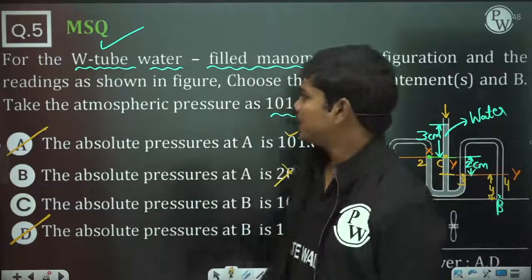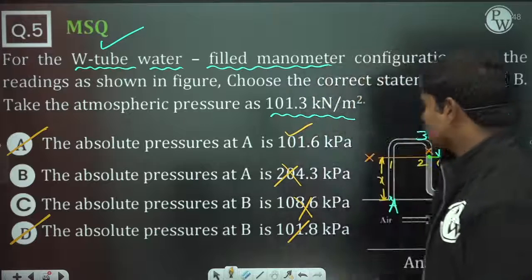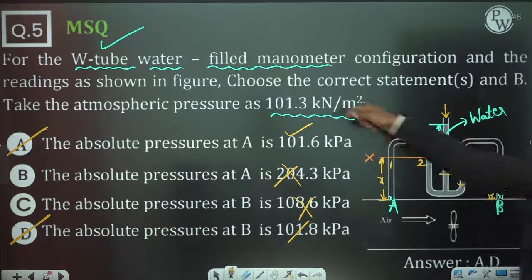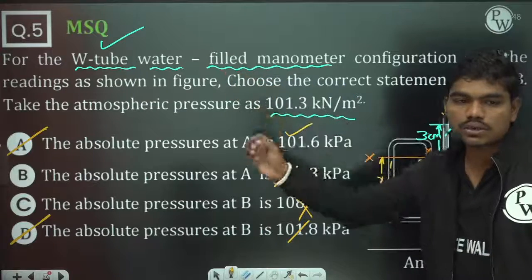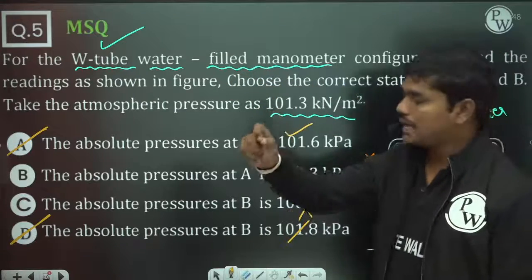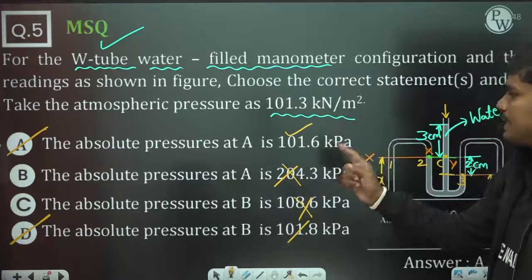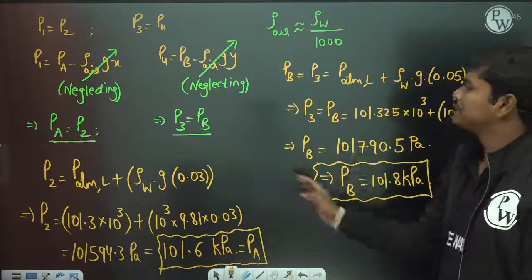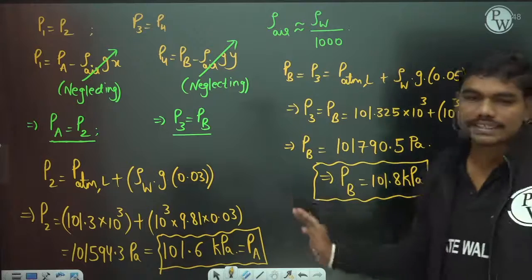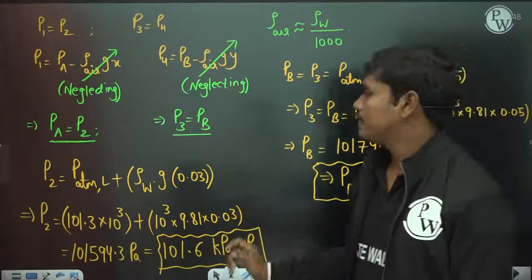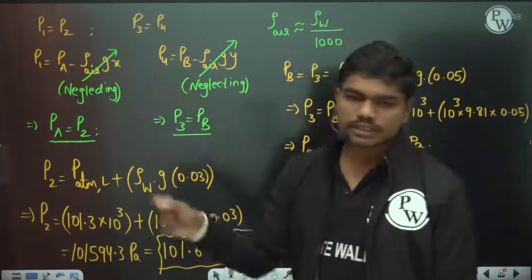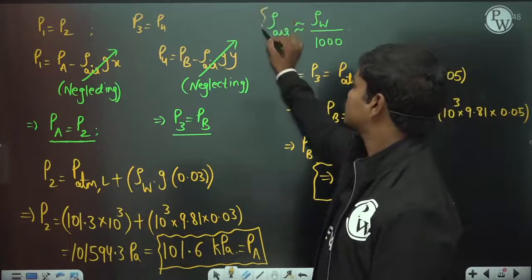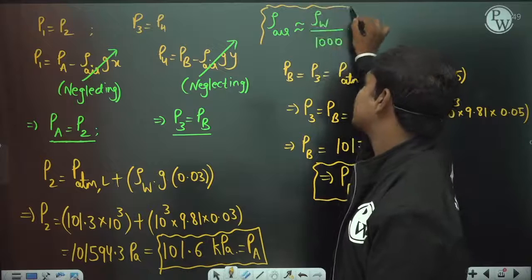To be very clear, it's a W tube, and at the same time the fluid is water because it's given as a water filled manometer. So that's why statements A and D are the correct options here. How have we evaluated? By simple manometric analysis we have attained these values. Air columns we have neglected because the density of air is almost the density of water divided by 1000, so the pressure columns created by air compared to water can be neglected.